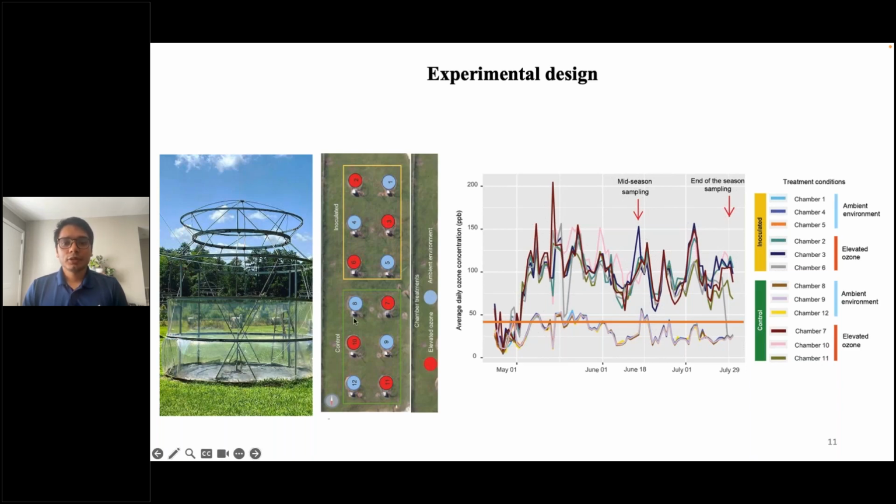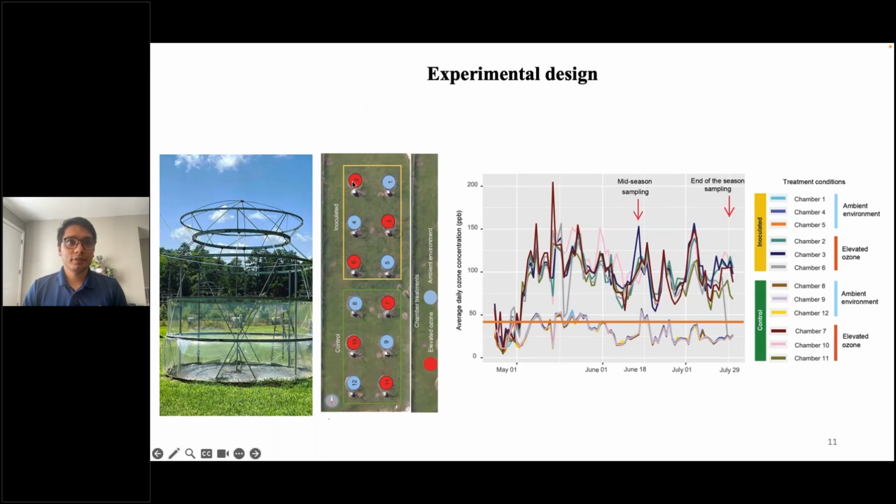So we used a total of 12 chambers for fumigation, among which 6 chambers had the higher level of ozone, shown here in red, and the other 6 chambers had the ambient or normal environmental ozone levels. Among the 6 elevated ozone chambers, 3 chambers had inoculated plants, while the other 3 had the control plants.